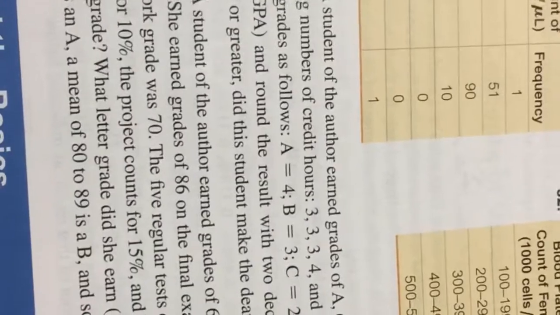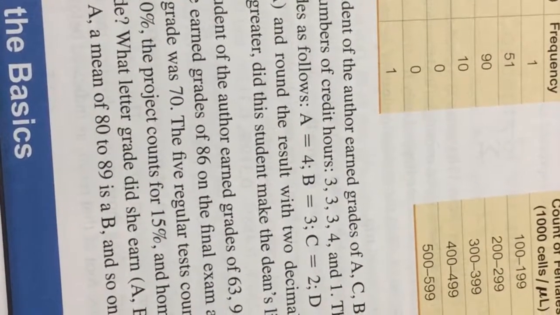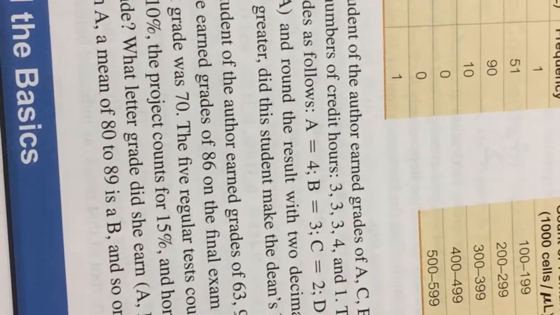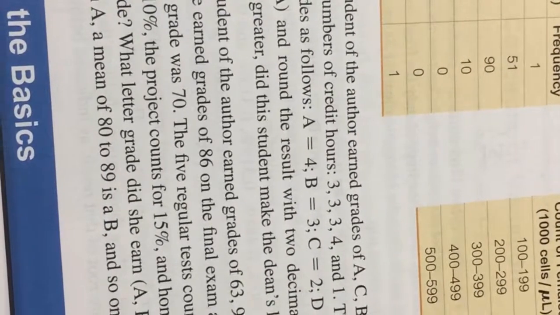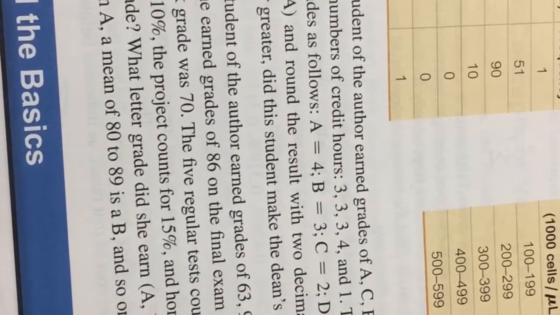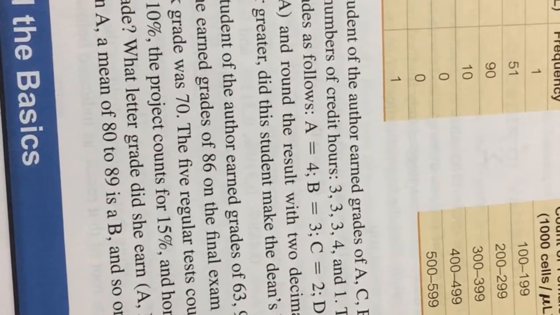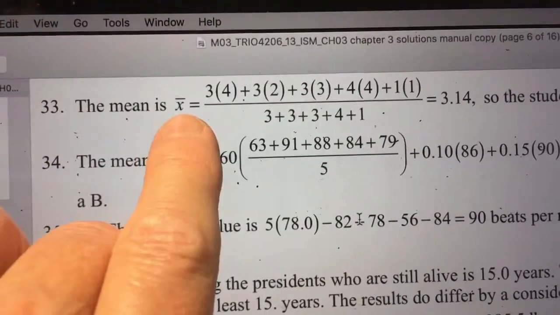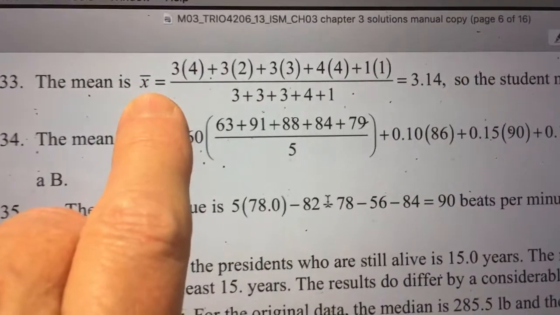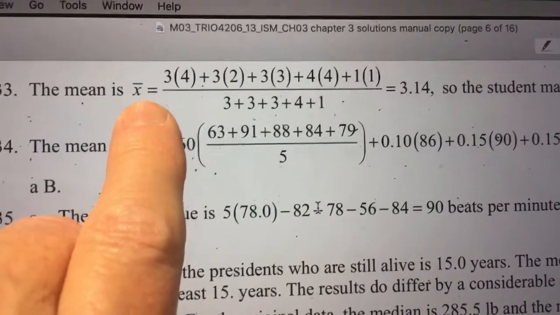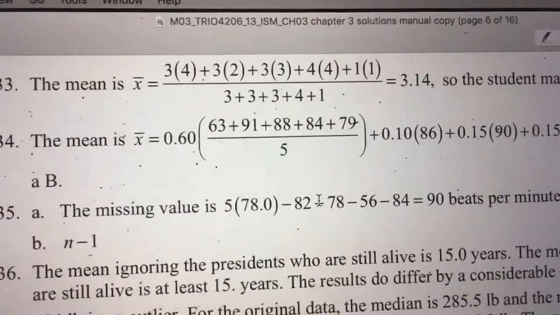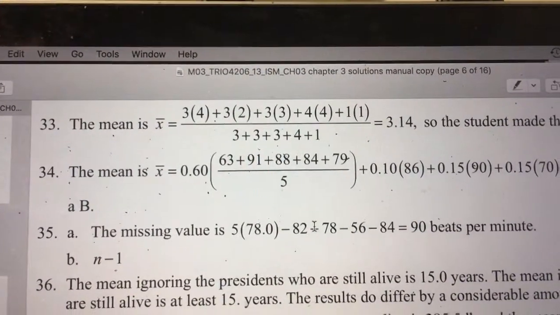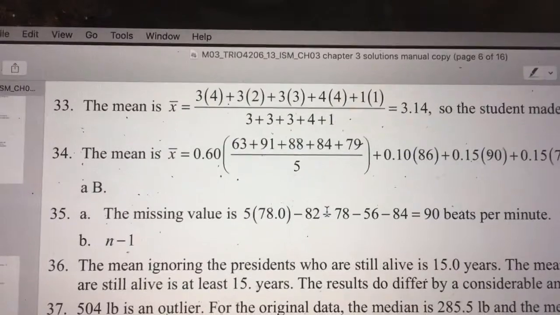Okay, so we're going to do that one by looking first at the answers in the answer book. I want you to notice that we've got letter grades, we've got weights, and each grade is given a value. So let's look up here at 33. The mean is X bar, and this is called a weighted mean because each one of the items had a different weight, and it's done very much like a frequency distribution mean would be done.